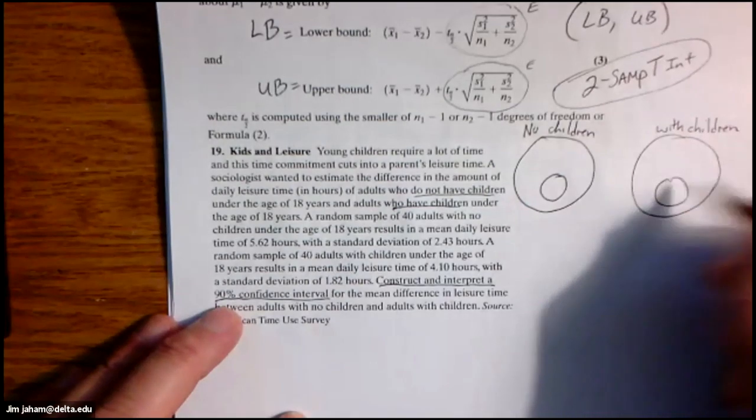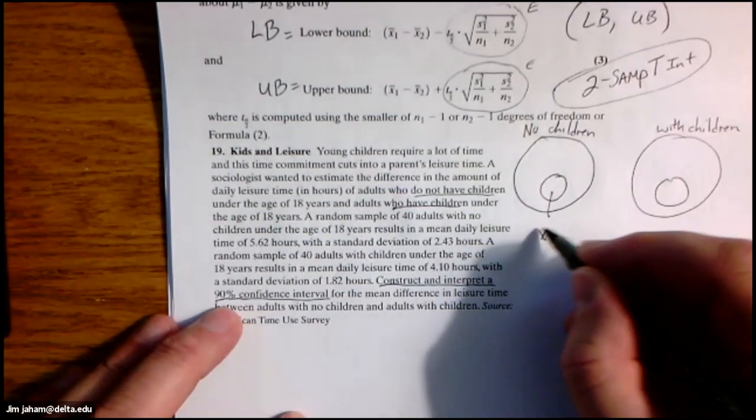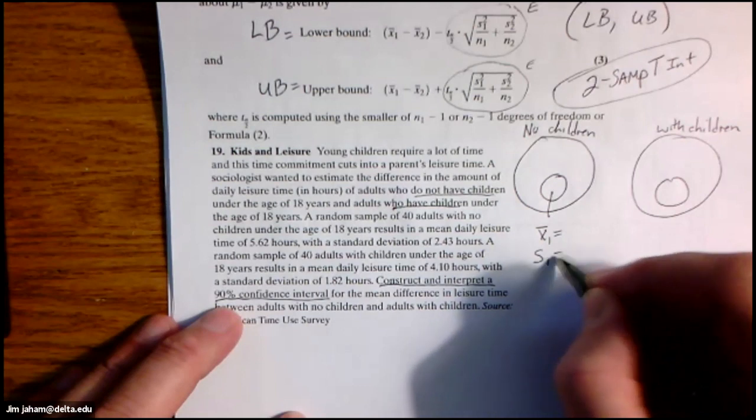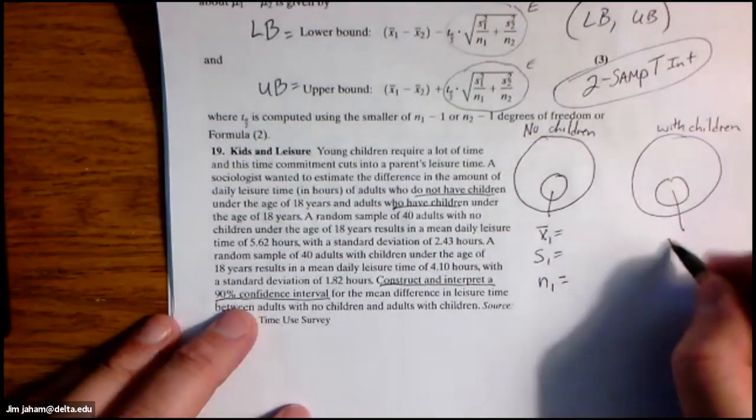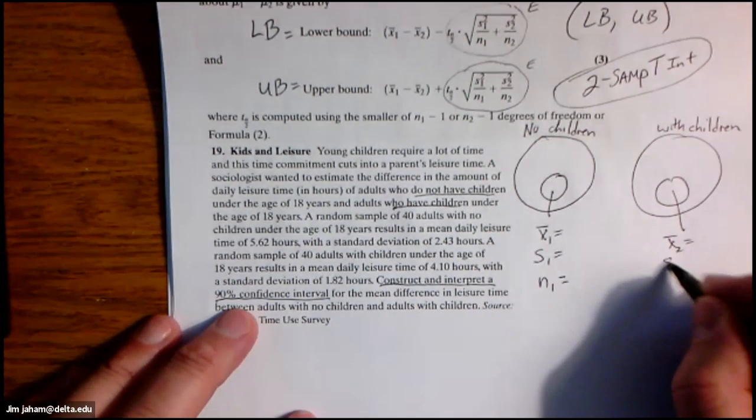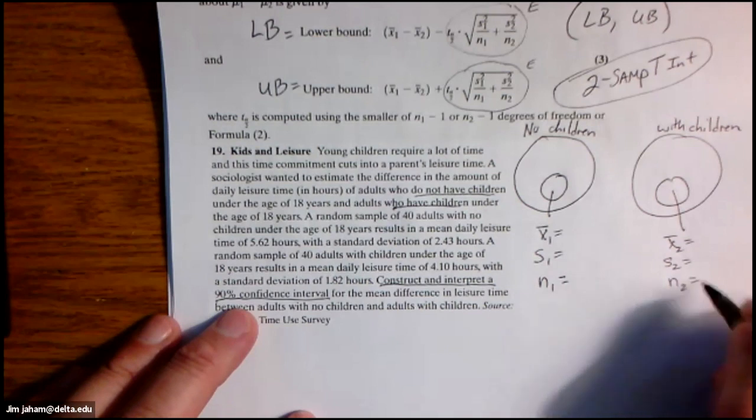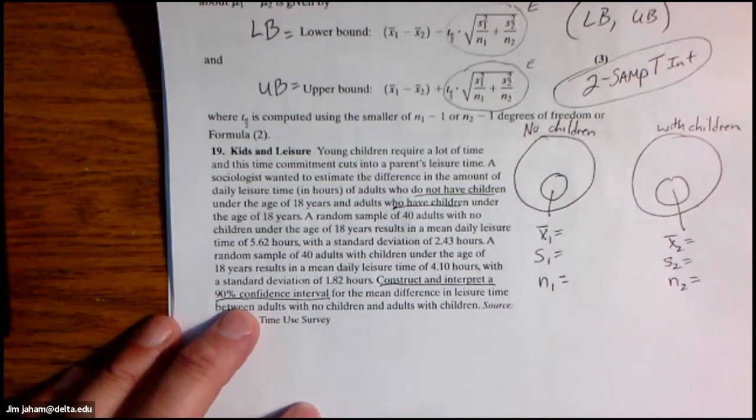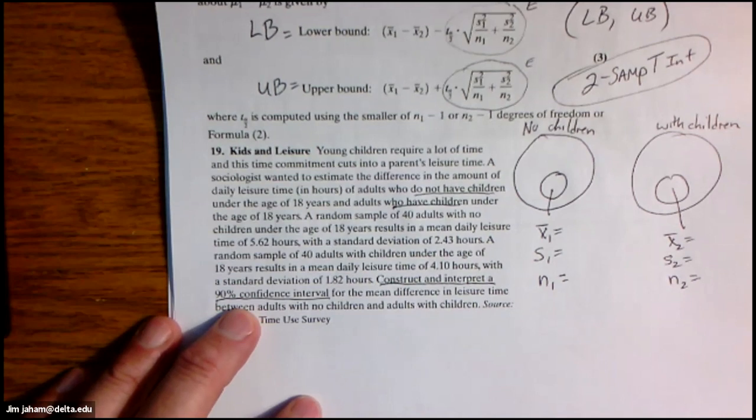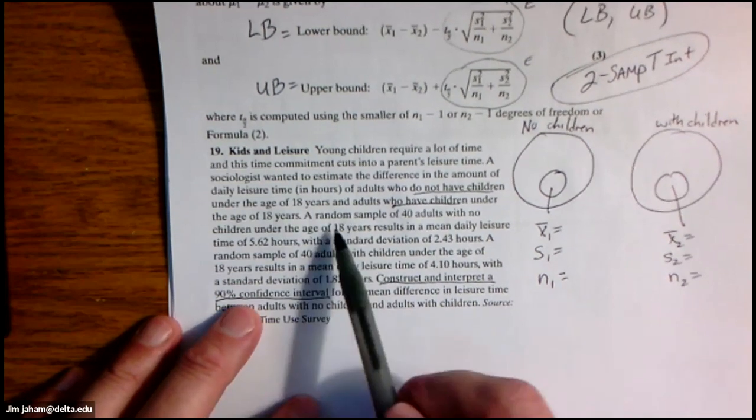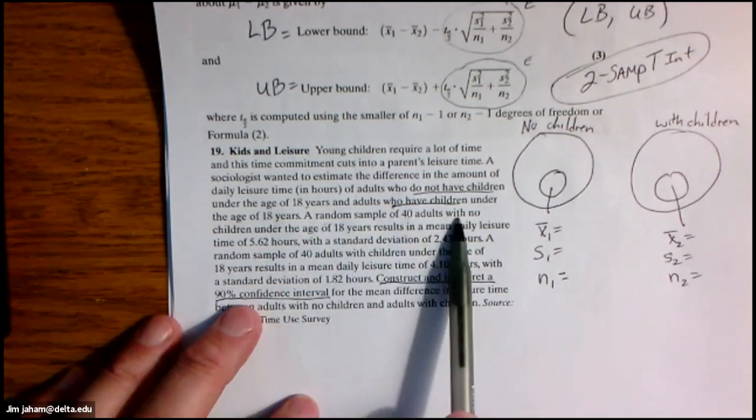Take a sample, and we're going to get x1 bar, S1, and N1. Take a sample of those parents without children, calculate their average leisure time, standard deviation, sample size, and then compare these two sample means using our procedures from this section. And we're going to calculate a confidence interval, and we'll actually estimate the difference in leisure time.